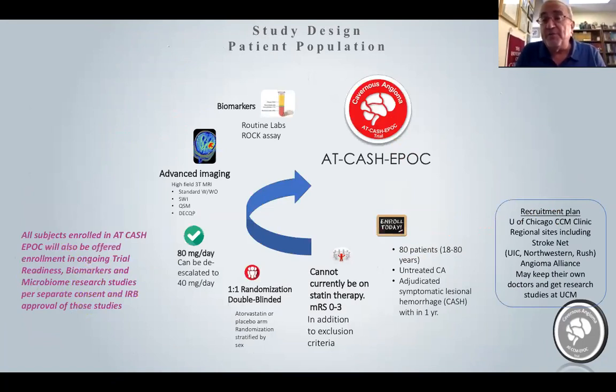Many of them will be from the Chicago area, but many will be referred by Angioma Alliance or from throughout the country. They may keep their own doctor and just come to the University of Chicago for the research studies. And the patients will come and will be randomized. Half of them will receive a sugar pill. The other half will receive a pill that looks exactly the same, but that has the atorvastatin in it.